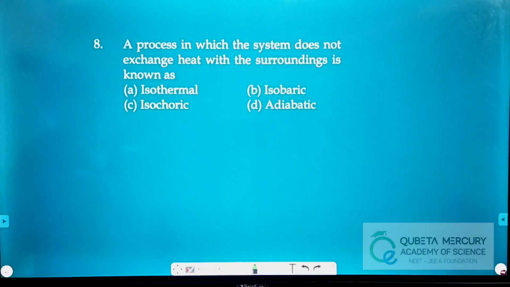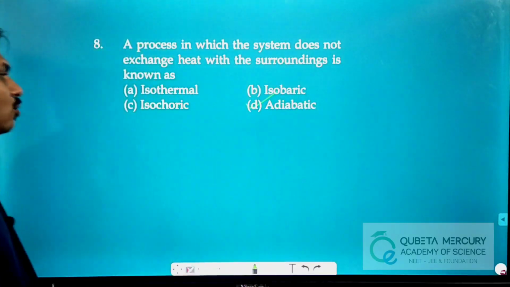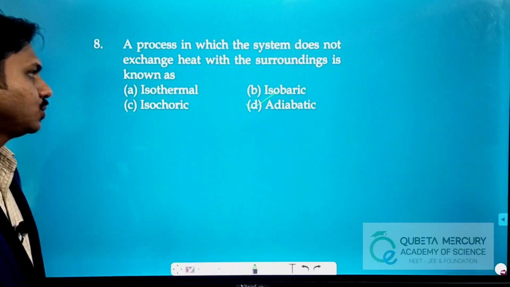A process in which the system does not exchange heat with the surroundings is known as... a very direct, pretty simple question. Moving on to the next question.